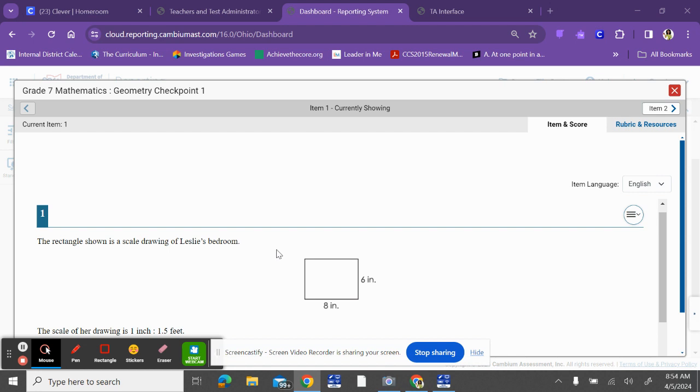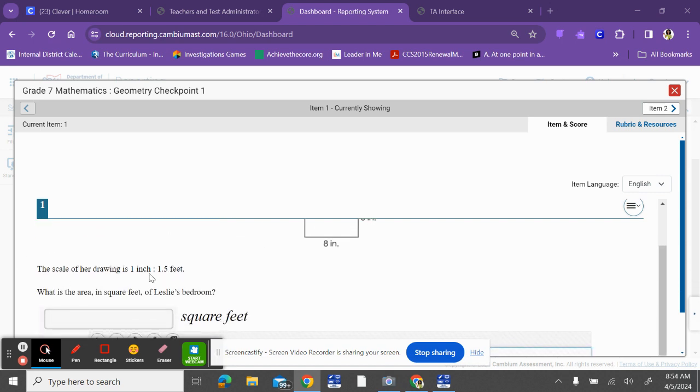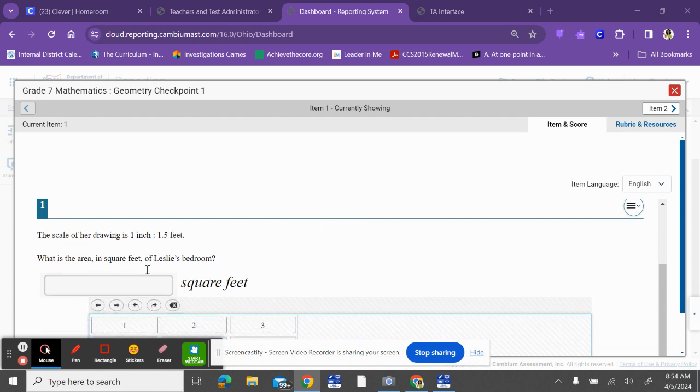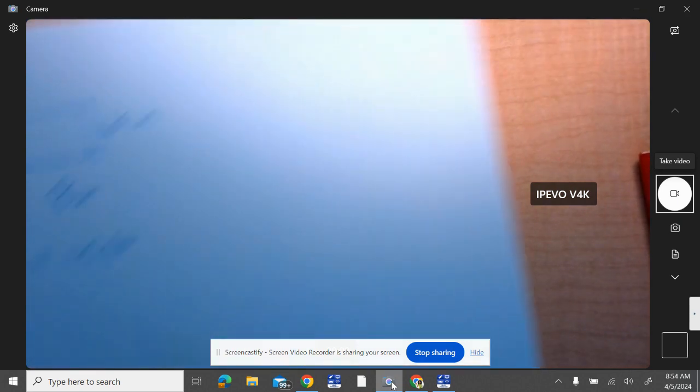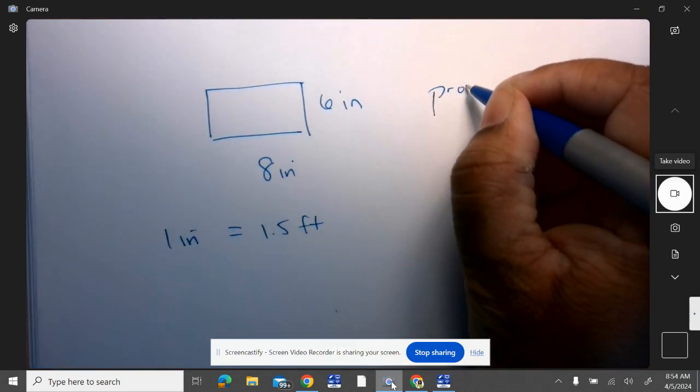Her real bedroom is not actually 8 inches and 6 inches. That would be insane. But there's a key right here. It says for every 1 inch, it is actually 1.5 feet. What is the area in feet? All right, so I'm going to go ahead and look at what the answer should have been. I'm going to set up a proportion.